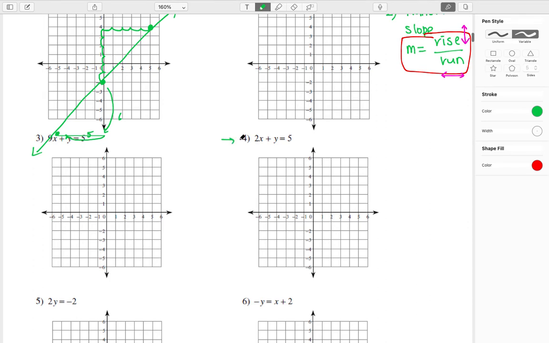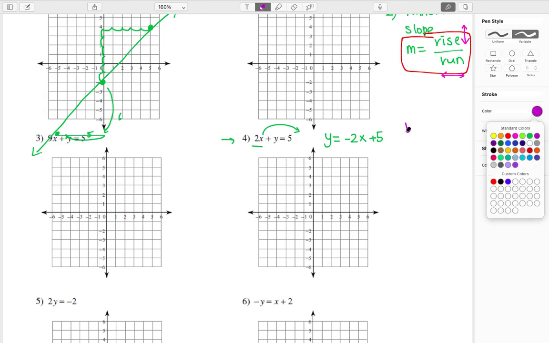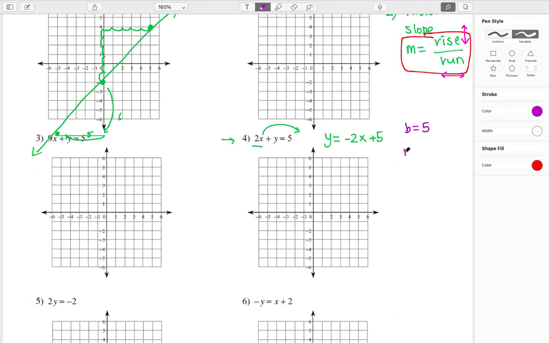Example 4. So this time it's a standard form. So I want y to be alone. So I'm going to move 2x to the other side. So y is equal to positive 2x now becomes negative 2x plus 5. So let's write down the given. So y-intercept is 5. My slope is -2.